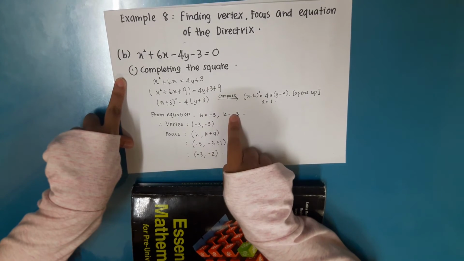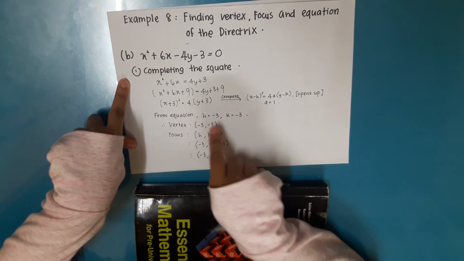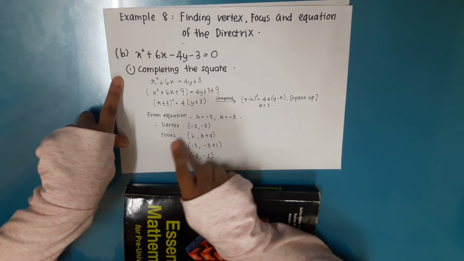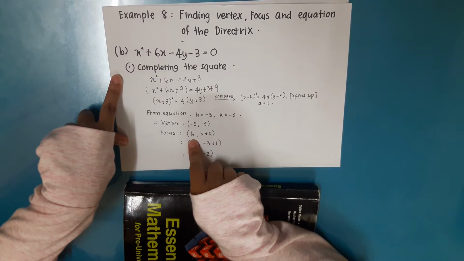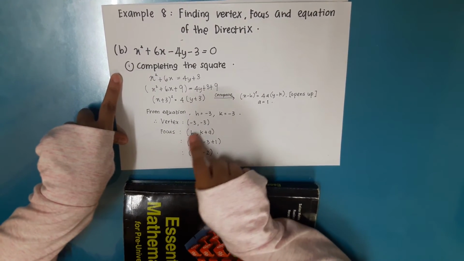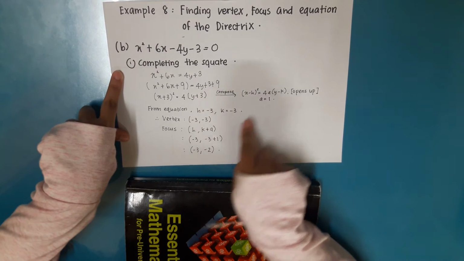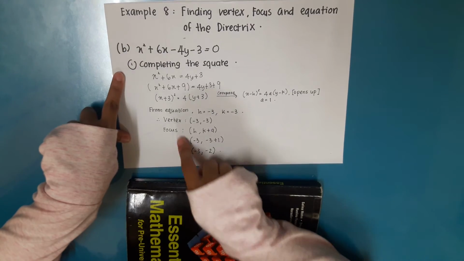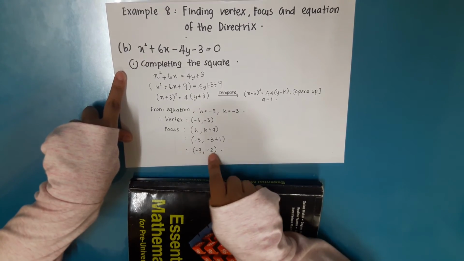From this, we know that the vertex is (h, k). So the vertex is (negative 3, negative 3). The focus is (h, k plus a), so negative 3 plus 1. The coordinate for the focus is (negative 3, negative 2).